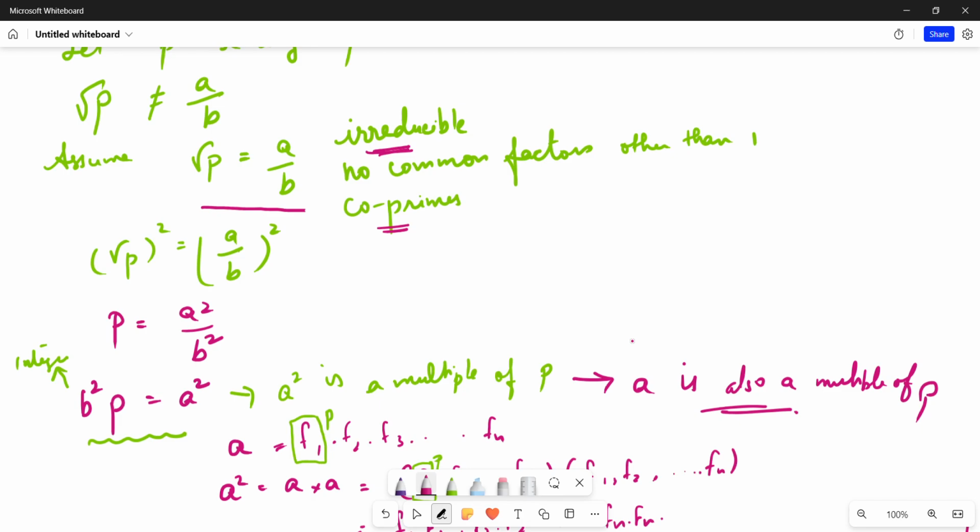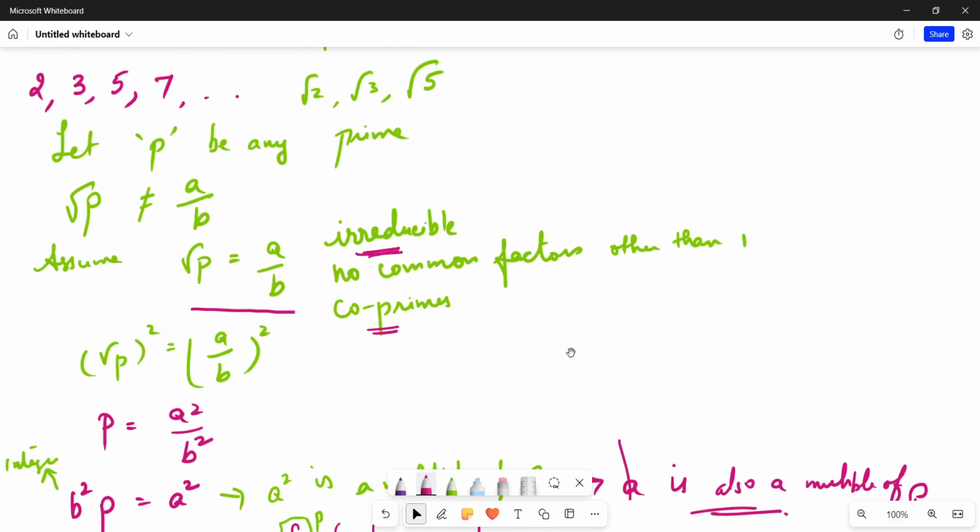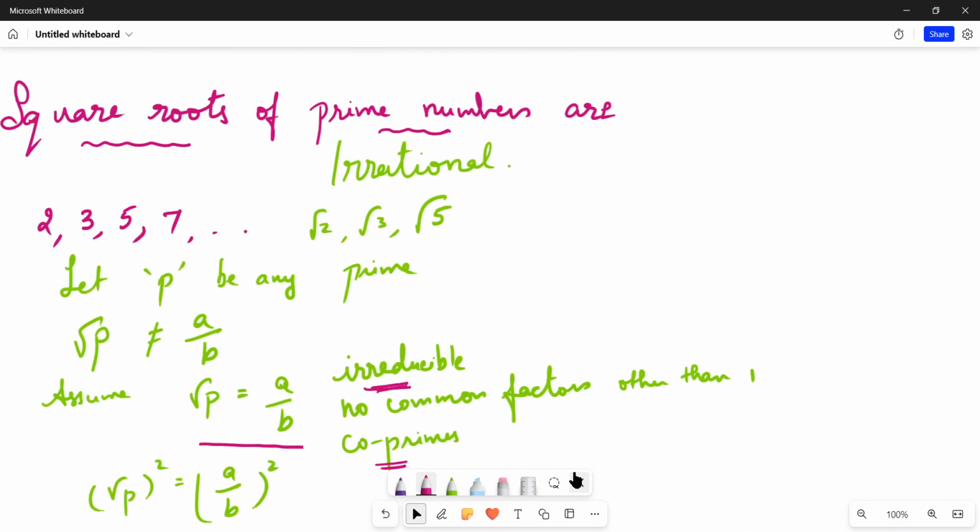Whatever we assumed, A by B as co-primes, it has been proved that they are not co-primes. So this proves that our assumption is wrong, and hence root P is irrational. We assumed that root P is rational, and that is why we obtained all these illogical conclusions. So root P is irrational. Thank you.